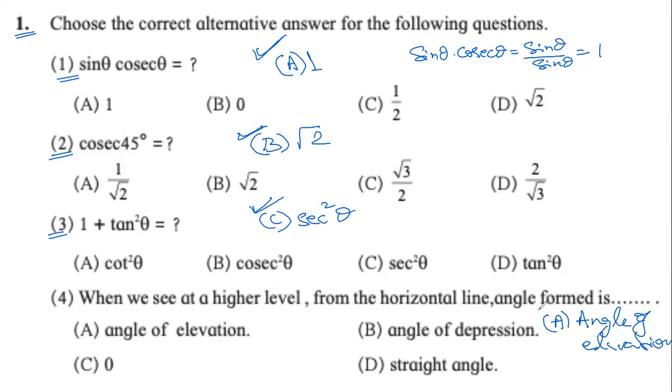If you have written something more than that, good. But these answers should be there. A1, B root 2, C sec square theta, and A angle of elevation. These 4 things should be written exactly like this. We cannot write 1A, root 2B, sec square theta C. No, not acceptable. We need the option number and we need the option in that order.